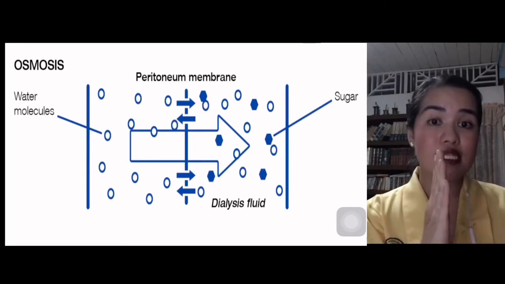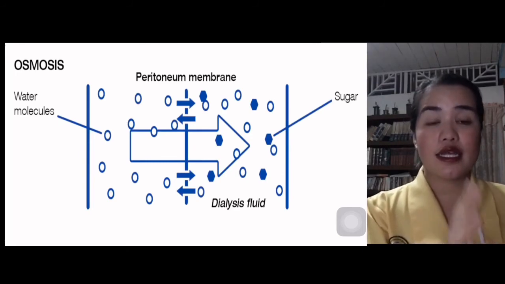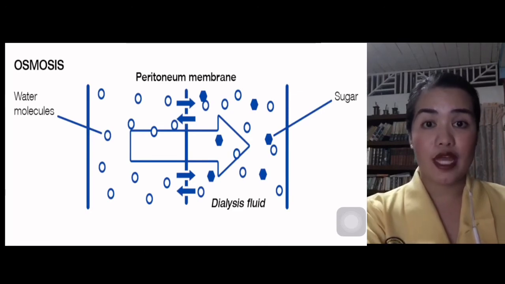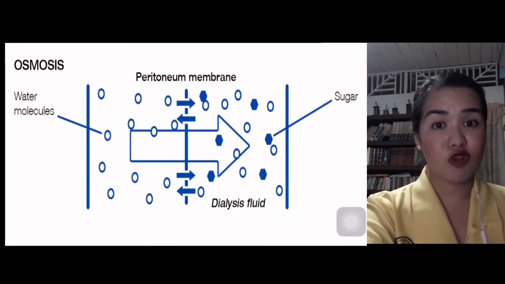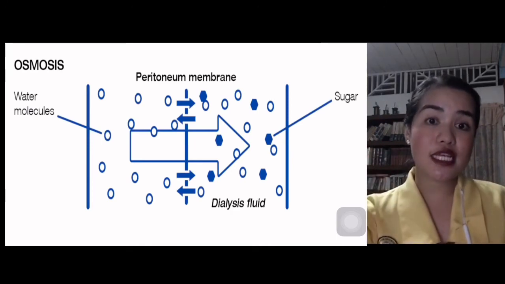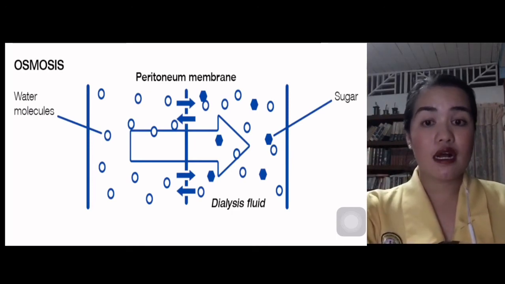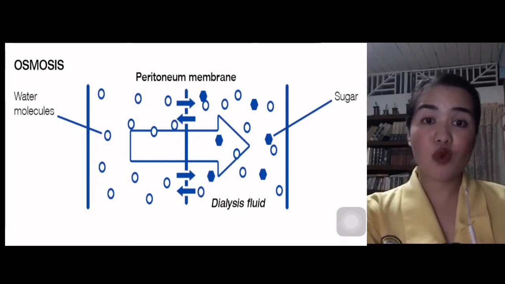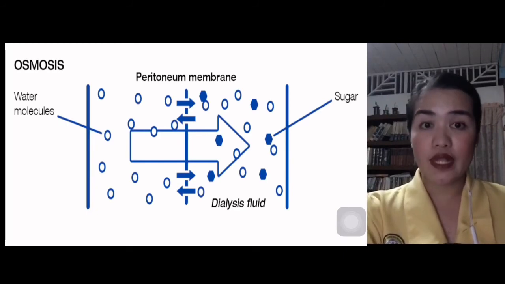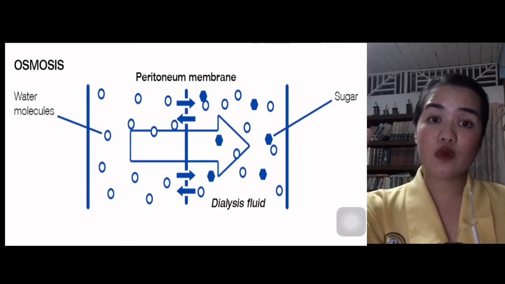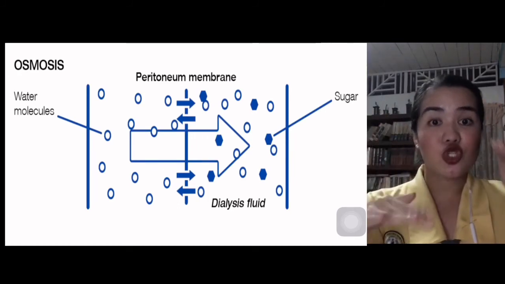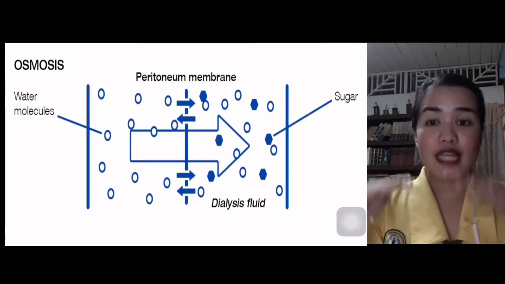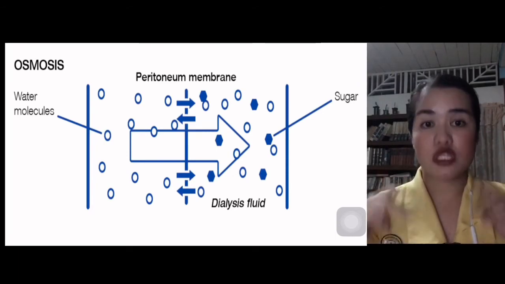So the sugar are large molecules, right? So it will not pass through the peritoneum membrane. So tendency, there will be higher concentration now on the dialysis fluid. So if there is excess water, excess fluid in the patient, the fluid will now flow from lower concentration to higher concentration to balance it out. So that process is called osmosis.